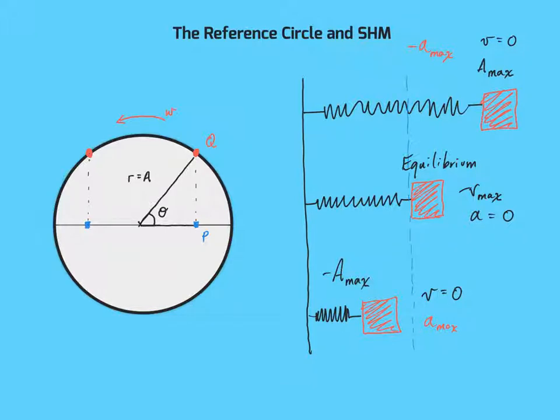Okay, so in this video lecture, we derive those kinematic equations. I tried my best to relate the reference circle to simple harmonic motion here, specifically simple harmonic motion with masses on springs. So we're going to utilize this in the coming days, and we're also going to throw in the reference circle and simple harmonic motion with pendulums.